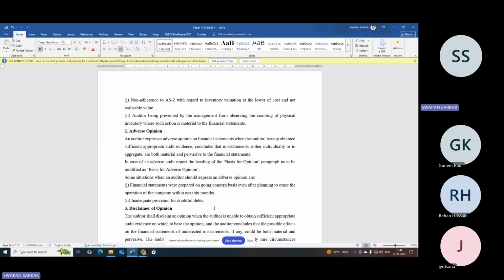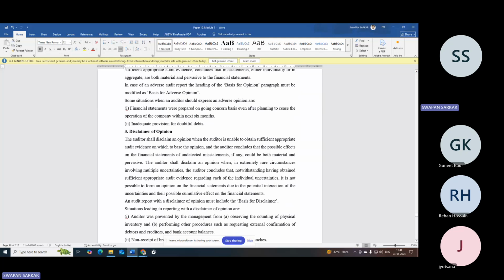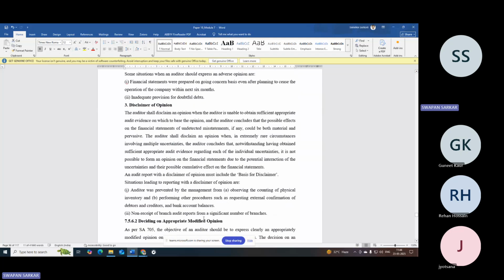There is inadequate provision for doubtful debt also. Then disclaimer of opinion. Now, the auditor shall disclaim an opinion when the auditor is unable to obtain sufficient appropriate audit evidence on which to base his opinion, and the auditor concludes that the possible effect on financial statements of undetected misstatements, if any, could be both material and pervasive.